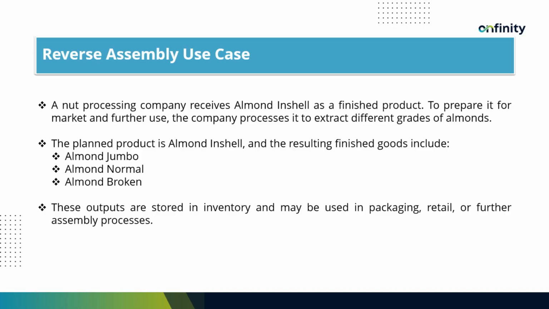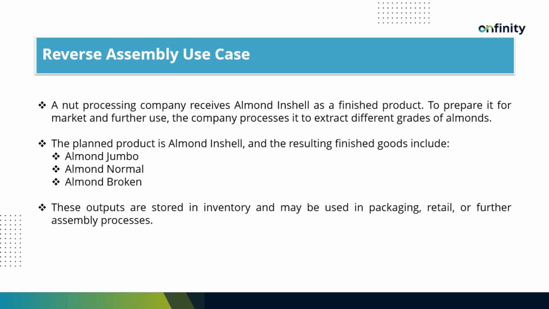This will help you to better understand the practical need for reverse assembly. Now let's explore this through an example. A nut processing company receives almond in shell as a finished product. To prepare it for market and further use, the company processes it to extract different grades of almonds. The planned product is almond in shell, and the resulting finished goods include almond jumbo, almond normal, and almond broken.